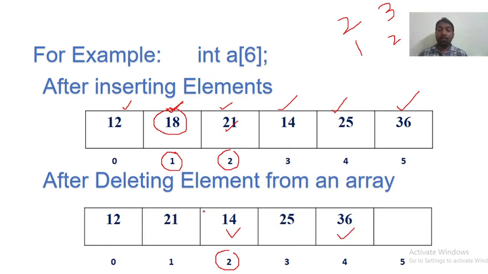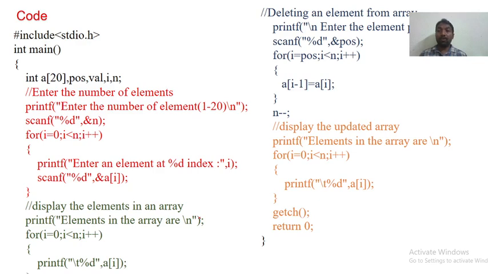Once you remove an element from the array, the remaining elements are shifted to the left side. Now you observe this. How do we implement this logic using code? Let us see a small code.